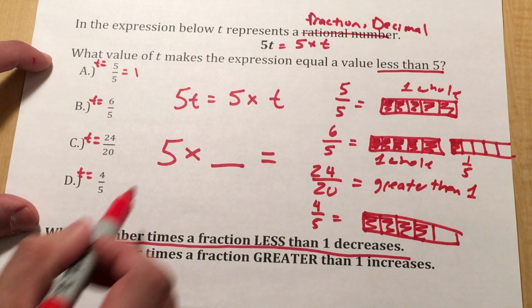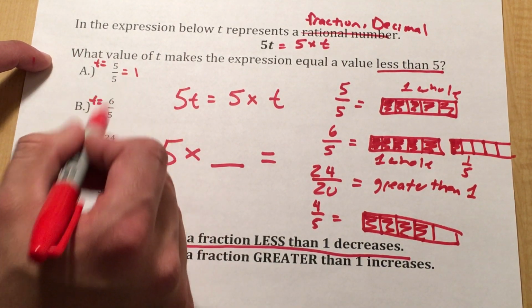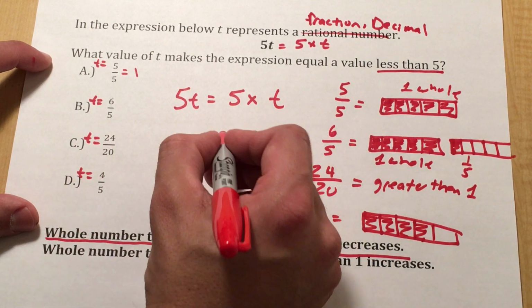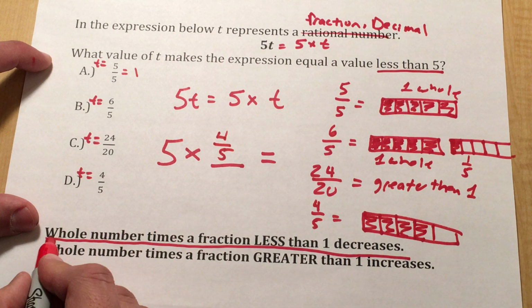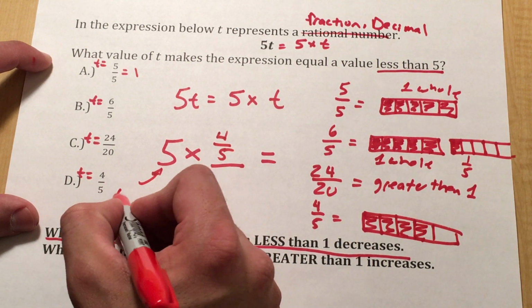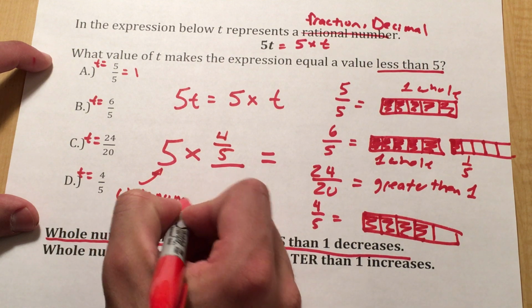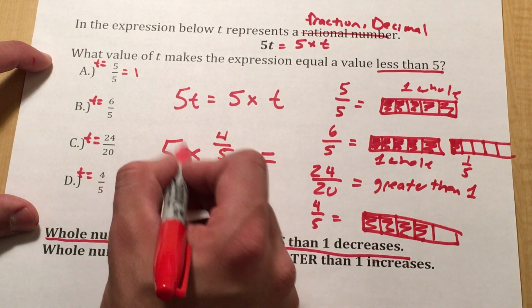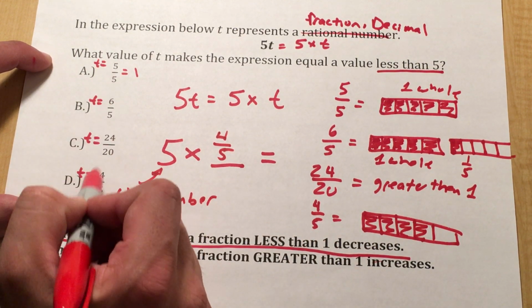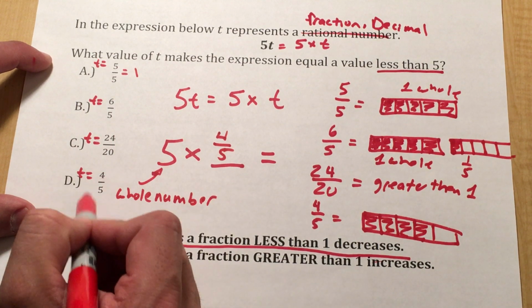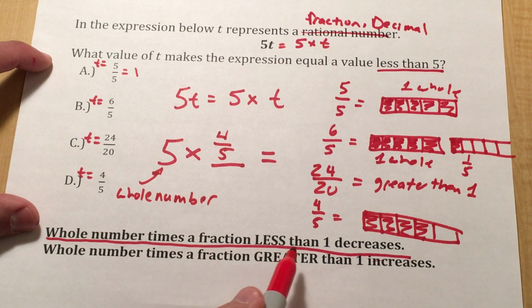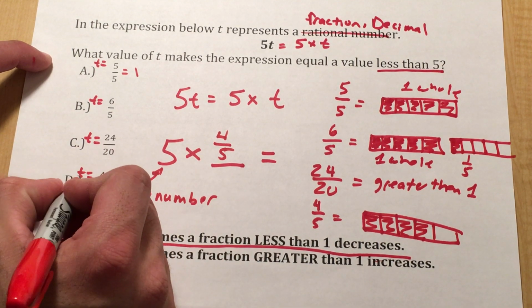So if we're to multiply 5 times one of these fractions, which one would make our answer or our whole number smaller? Would it be 4 over 5? Again, because this is our whole number here. It says here a whole number times, here's our times sign, a fraction that's less than 1 decreases. It will make this number smaller. So the only one of these fractions that would make our whole number smaller would be 4/5 because it's less than 1. Okay, and again, that's because a whole number times a fraction less than 1 decreases. It shrinks it, it makes it smaller. So our answer here would be D.